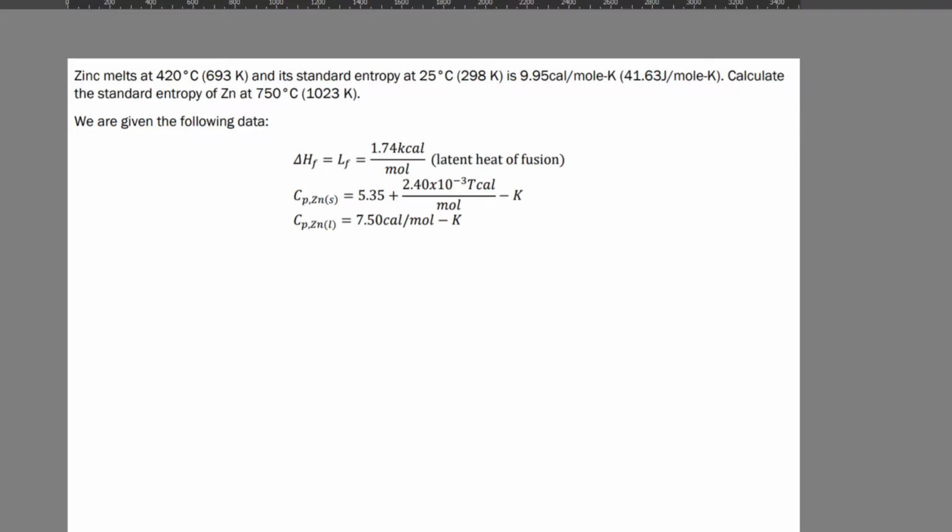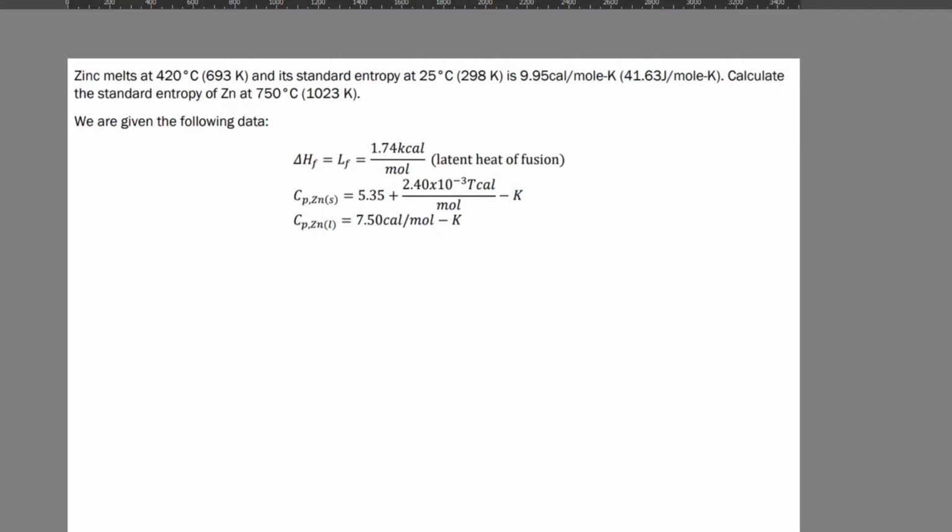Anyways, so let's try example 3 from your fourth module about entropy. Let's read the problem. Zinc melts at 420 degrees Celsius or 693 Kelvin, and its standard entropy at 25 degrees Celsius or 298 Kelvin is 9.95 calories per mole Kelvin. Calculate the standard entropy of zinc at 750 degrees Celsius or 1023 Kelvin.